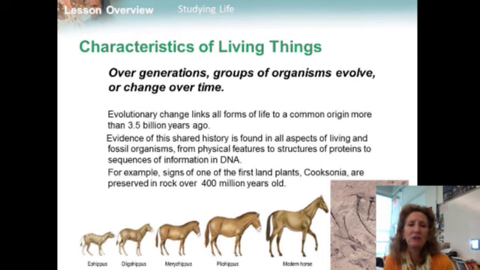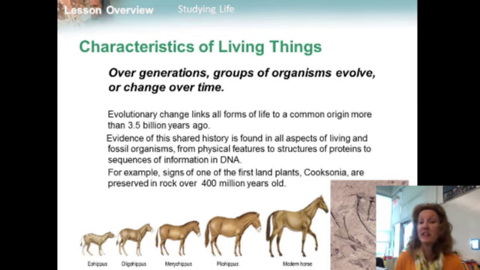Another characteristic our living organisms have in common is that, taken as a group, living things evolve. Organisms change over time. Evidence of this is found in all aspects of living and fossil organisms. This evolutionary chain links all forms of life. Well, those are the characteristics of living things. Go back and review if you don't remember something, because you will be responsible for all of those.